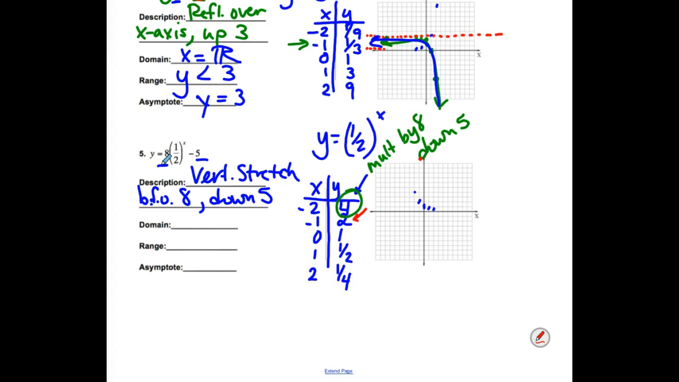If I take the point 0, 1, multiply that by 8, I'm at 8. Moving it down 5, I am at 3. 1/2 times 8 is 4. Moving down 5 puts me at -1. The 1/4, multiplying it by 8, gets me a 2. Subtracting the 5 puts me down 3. All right, looks like my dots are just off by 1 here, I'm noticing. Let me fix that.